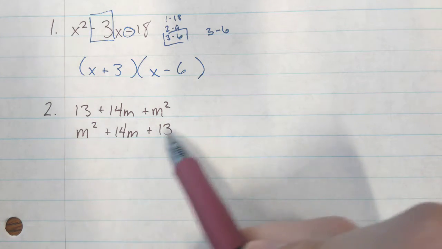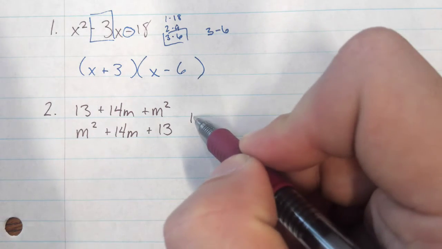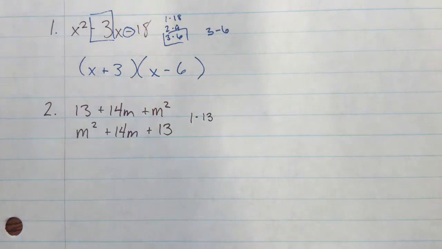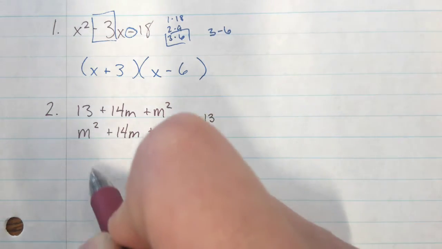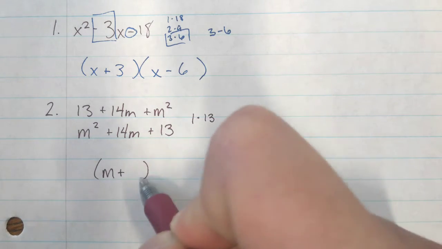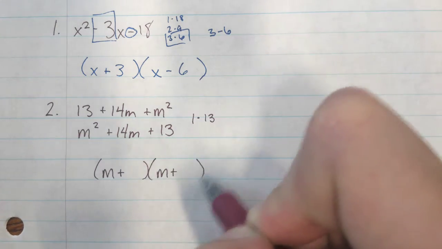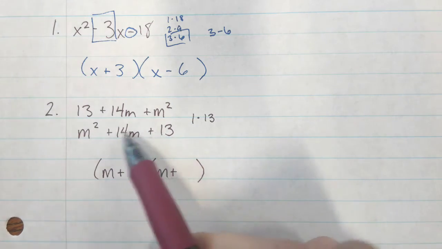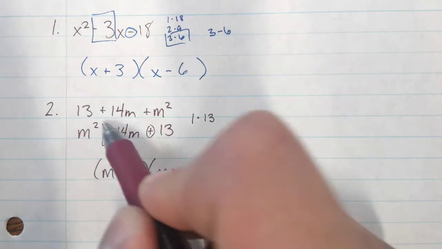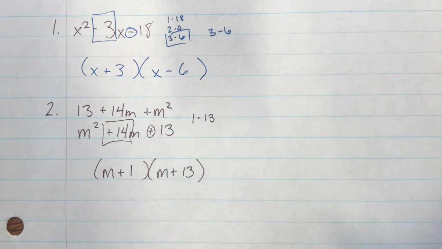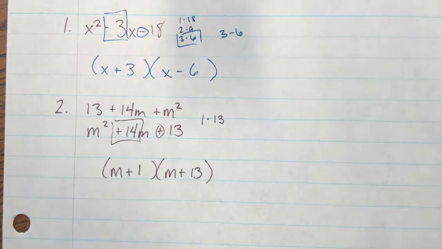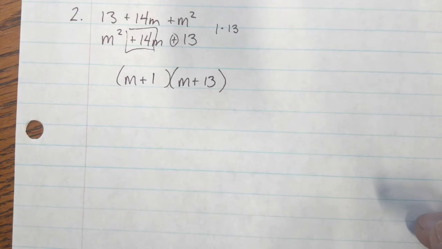I'm going to focus my attention on that third term. The only way to multiply to 13 is 1 times 13. My third sign is positive, so I adopt the sign of the second for both. So 2 m pluses. Which of these add to 14? 1 and 13, those add to 14. Simple. Easy. It's factored. Let's do another. Number 3.